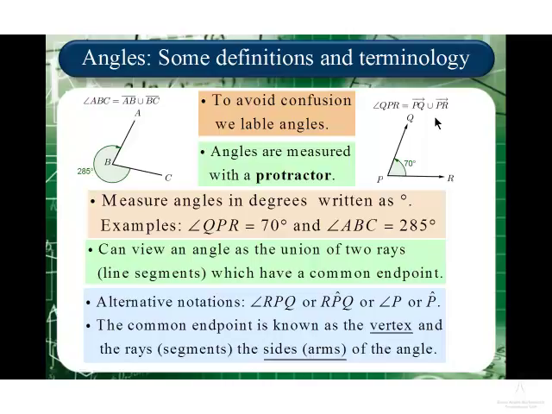Note also that the order of the first and the last symbol can be interchanged without affecting the representation of the angle. In other words, this can also be described as the angle RPQ instead of QPR. Similarly, the angle ABC can be described also as the angle CBA, as long as the symbol in the middle or the vertex stays exactly the same.